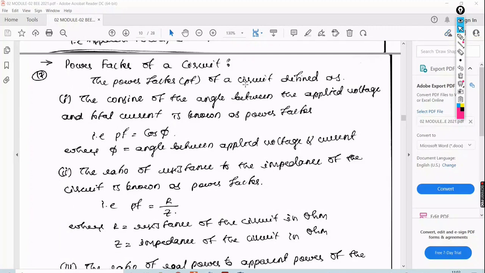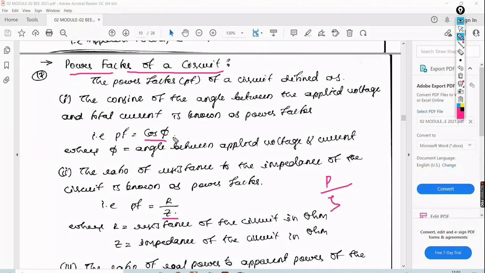Okay, then one more concept is that, that is the definition of power factor I did. But I need to concentrate on the significance of the power factor. The power factor can be defined in three aspects: one with respect to cos phi, another with respect to R by Z, and one more is P by S.